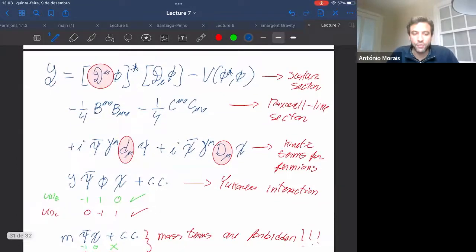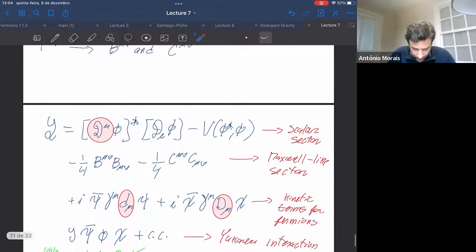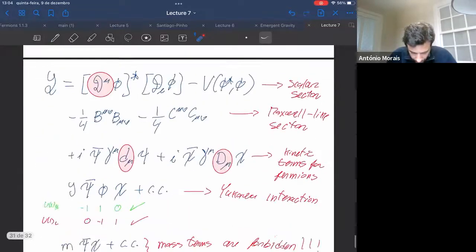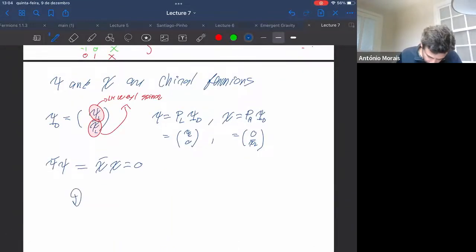What are these covariant derivatives? They depend on the field that they are acting on. So the curly D, the first one here, is acting on the scalar, and the scalar has, as you can see, two charges, U1b and U1c, with Q equal to 1 here. Because of this, this curly D mu is going to be equal to the normal derivative, and then, with Q equal to 1, we only put the gauge coupling here, i G B mu.